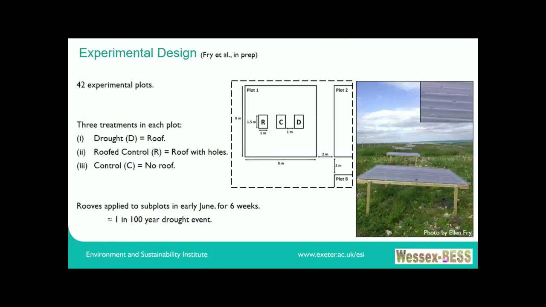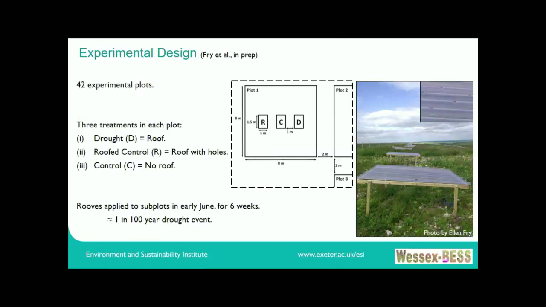So firstly, we've got a drought treatment. So we're trying to simulate drought. Basically what they did was to put a roof over these plots, as you can see in this photo. And this means that when it rains, rather than the water getting to the plants underneath, it should flow off either side. And then we've got a roof control. So this is the same roof, but this time with holes in, and you can see in the zoomed-in image. So most of the water should get through and reach the plants beneath.